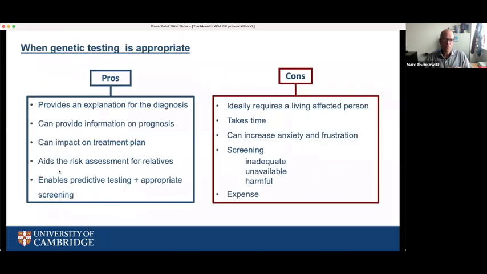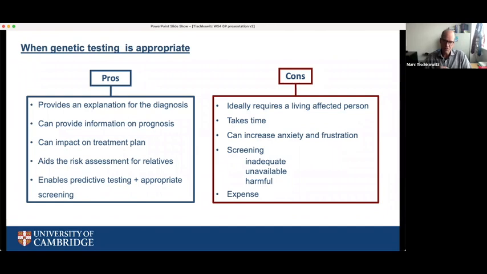So when is genetic testing appropriate? Well, it may provide an explanation for the diagnosis. So for example, if someone's got a breast cancer at a young age, this may explain the diagnosis. It can provide some information about prognosis, in particular the risk of developing a new primary in the future. It may have an impact on the treatment plan. It will aid risk assessment for relatives, and it enables predictive testing and appropriate screening in the rest of the family. On the downside, usually we require a living affected person. There are exceptions to that, but that is the ideal way of doing it.